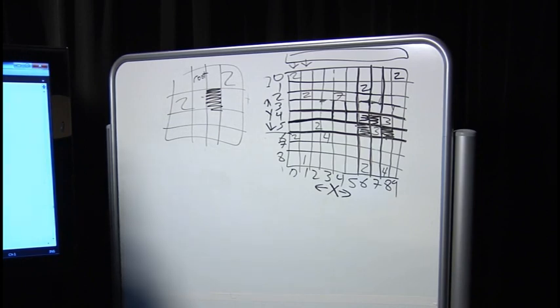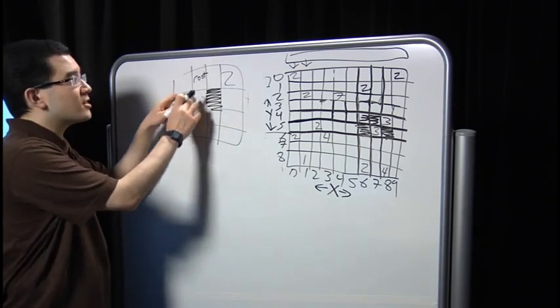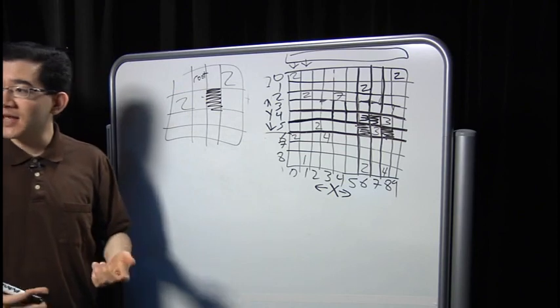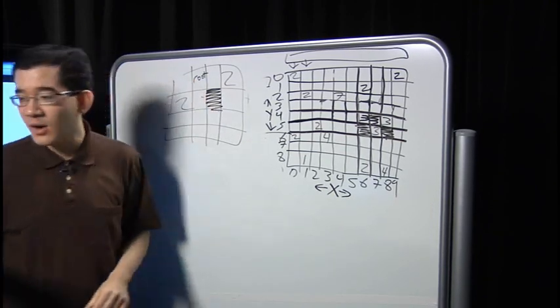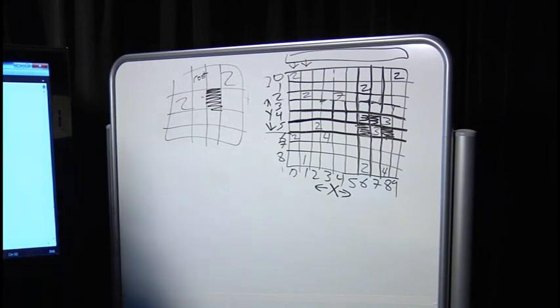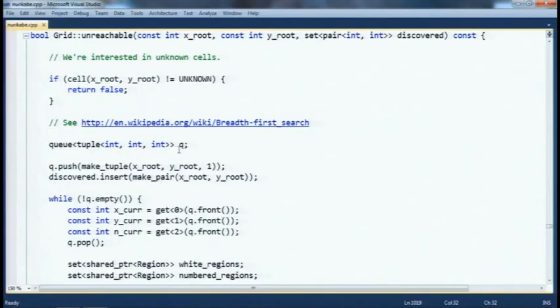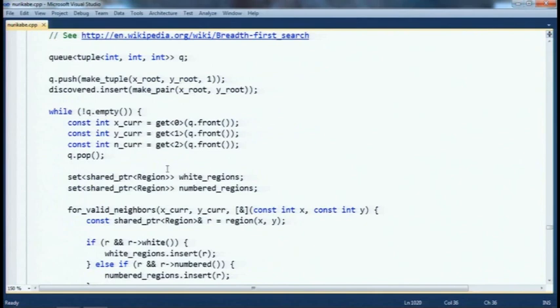And we're going to push in a tuple. This is just a pair with 3 elements with the X root and Y root coordinates and the number of cells that we have consumed so far. So when we're starting our walk and trying to find a cell to meet up with, we've consumed 1 cell that would have been white. So that's why we've got a 1 there. And then we're going to remember which cells that we've seen so we don't go into circles. And so we're going to insert into the discovered set the root that we started with. Then we're going to process as long as this queue is not empty.